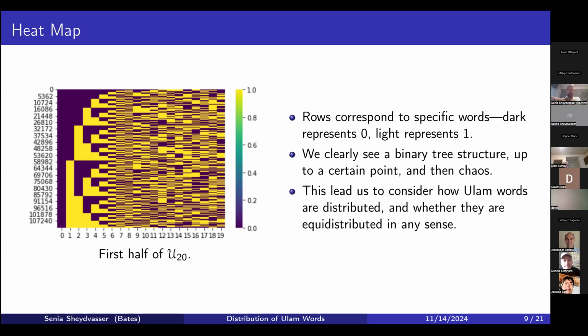One thing that I thought was very fun when I saw this was that you can very clearly see the binary tree structure, which we had just before, up to a certain point. For the first 8 bits or so, you see this binary structure, and after that point it breaks down into a seemingly chaotic randomness, where it's not really clear what's going on. But having seen this, it pushed us to think about how Ulam words are distributed.